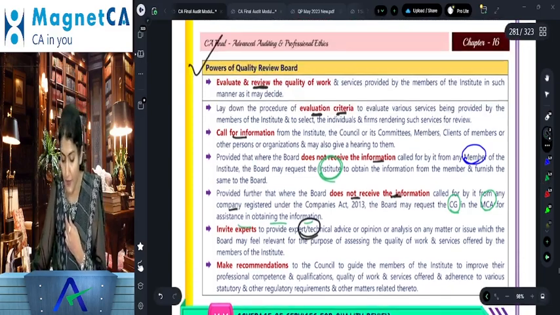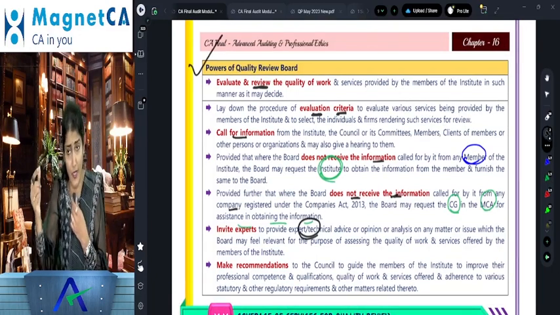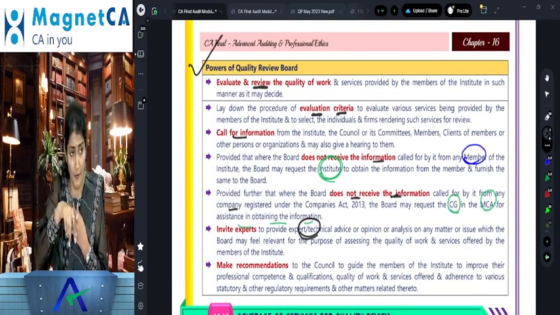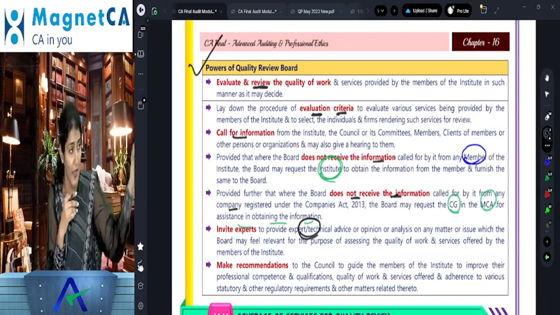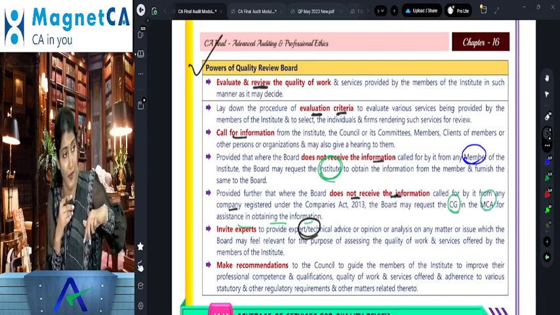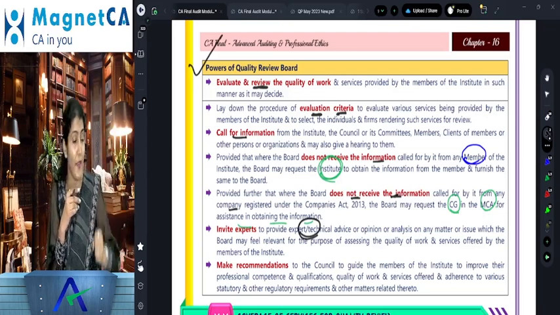Yes, so what they do, they can review the work. To review the work, they lay down the criteria. Then they call for the information. If the member does not provide the information, they can request ICAI. If the company does not provide the information, they can make a request to the central government. Then finally they got the information.